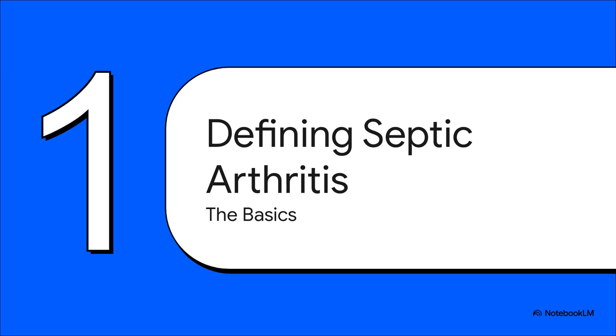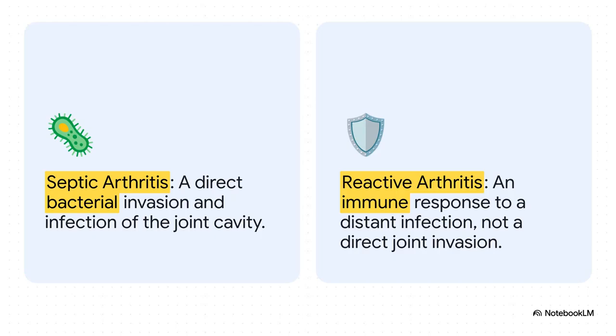First things first, what are we really talking about when we say septic arthritis? Okay, this is a really important distinction to make right out of the gate. You've got septic arthritis on one side and reactive arthritis on the other. They can look similar, but they're fundamentally different beasts. With septic arthritis, you've got a direct, hostile takeover. Bacteria are literally invading the joint space.